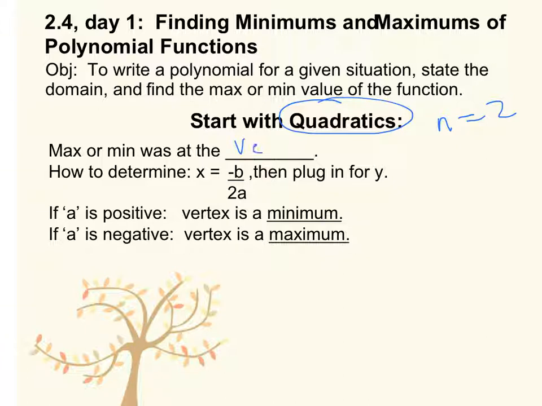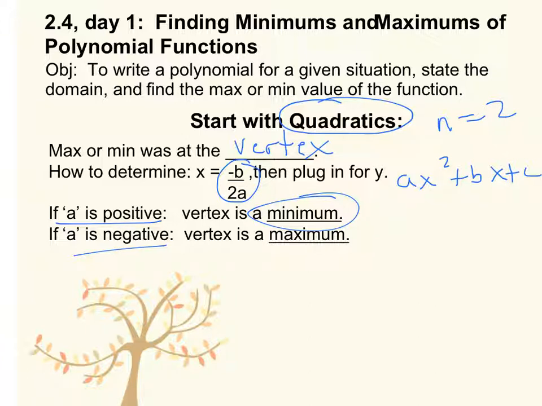Now this is not brand new for us because we did an entire unit where we just looked at quadratic functions. The maximum or the minimum is at the vertex. We can find this by taking negative b over 2a. And again, those parameters for a and b are referring to a quadratic that's in standard form, where a is the coefficient in front of x squared, b is the coefficient in front of x. If a is a positive number, we have a quadratic that opens up, and that vertex is a minimum. If a is negative, that's a quadratic that opens down, so that vertex is going to be a maximum.